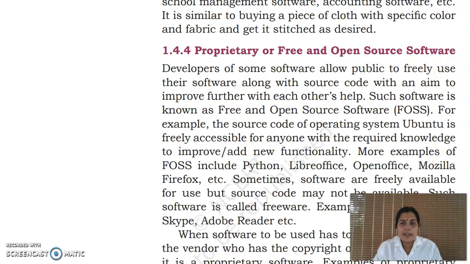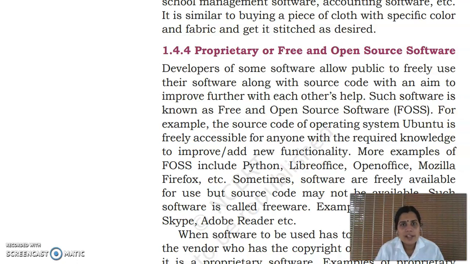Next, there is a topic: free and open source software. You all have heard the term FOSS, free and open source software. Now, our government is promoting this type of software which is free. Free means, as the name implies, developers allow users to use their software freely. That means they are allowing their software publicly. We can download it from the internet. Its source code is also available, so if any user wants to modify that software, he can modify it.